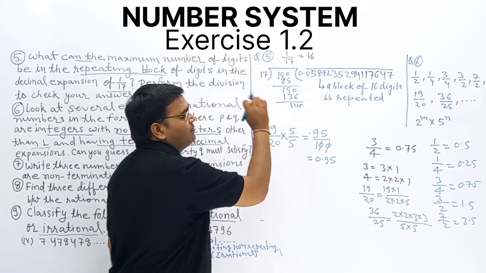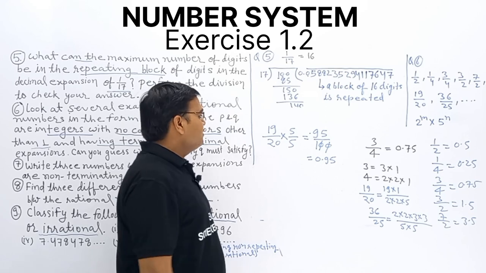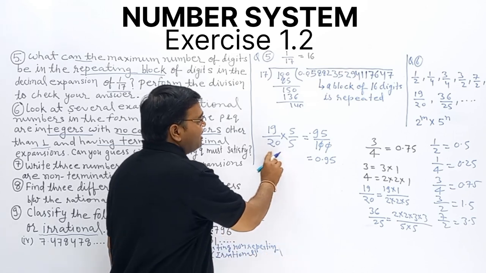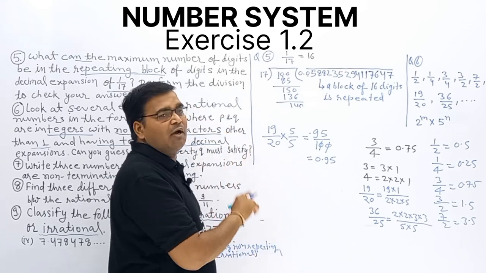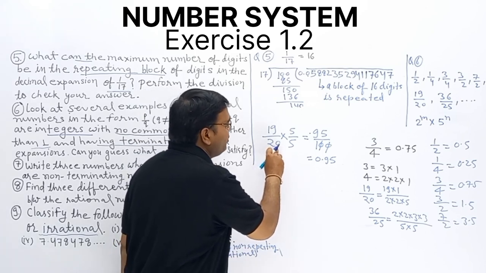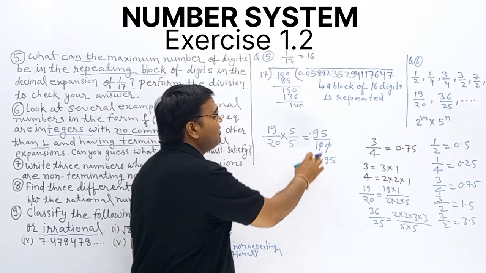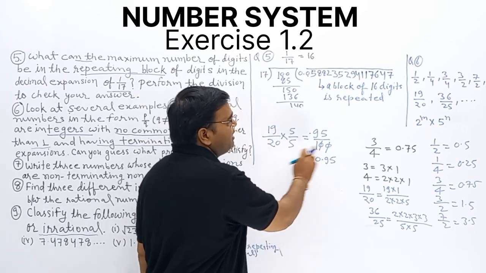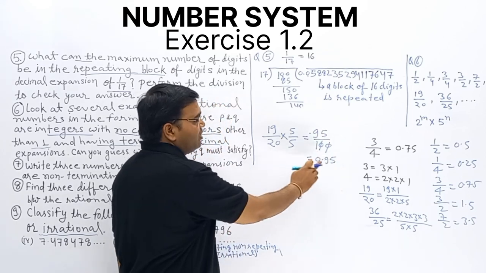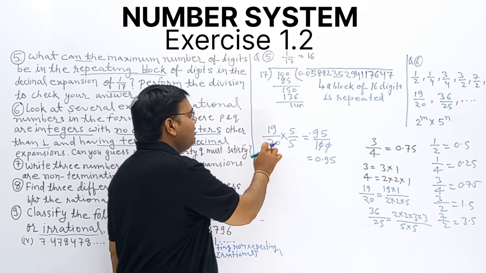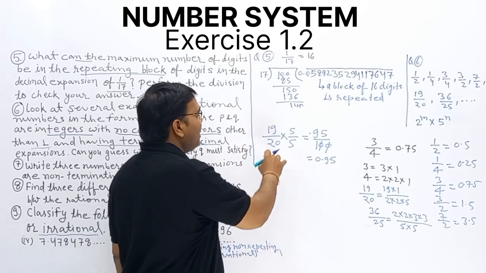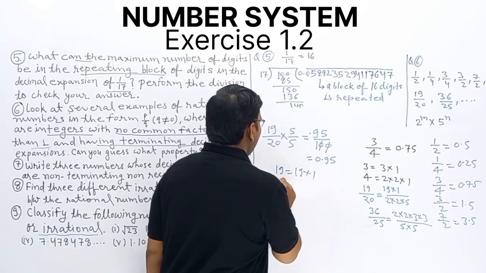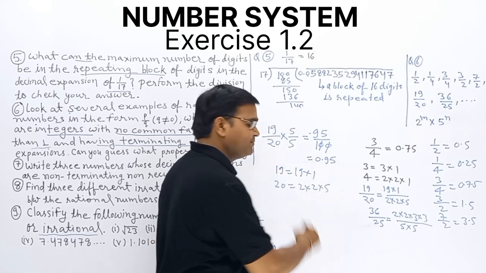How? We are multiplying and dividing by the same number. And what number are we using? 5, because we want a multiple of 10 in the denominator. So if we multiply 20 by 5, we get 100, and without division we get the terminating result. So we can say 19 upon 20 is one example, and it has a terminating decimal expansion. 19 and 20 both are integers and they have no common factor. How? 19 equals 19 into 1 and 20 equals 2 into 2 into 5.